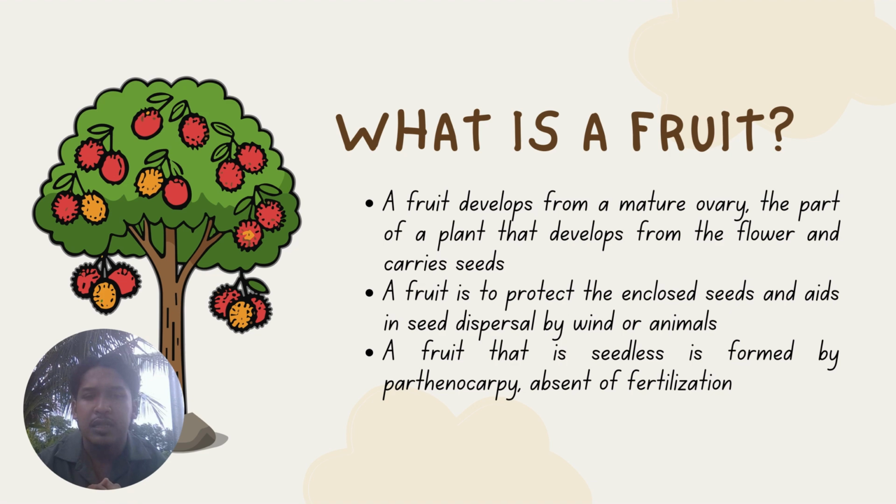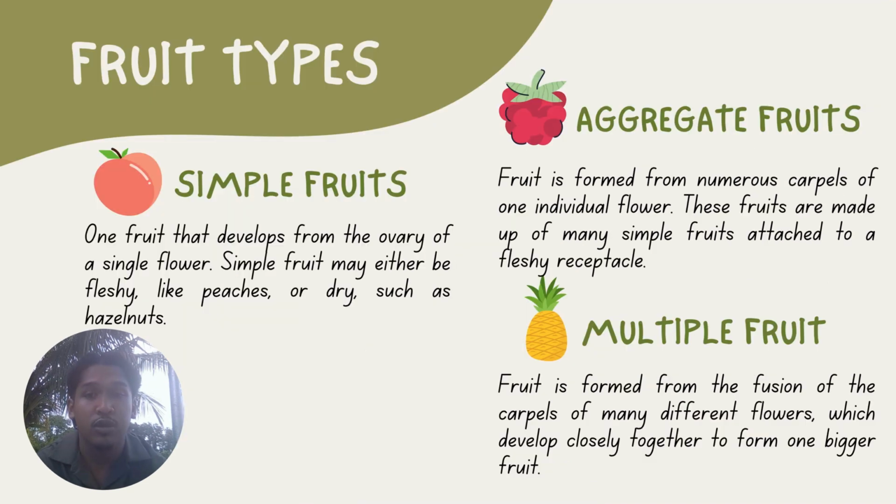A fruit that is seedless is formed by parthenocarpy, absence of fertilization. An example of this fruit is the banana. They form a fruit without the ovule being fertilized. There is also the seedless grape, which is also formed by parthenocarpy, absence of fertilization. Now we go on to the fruit types.